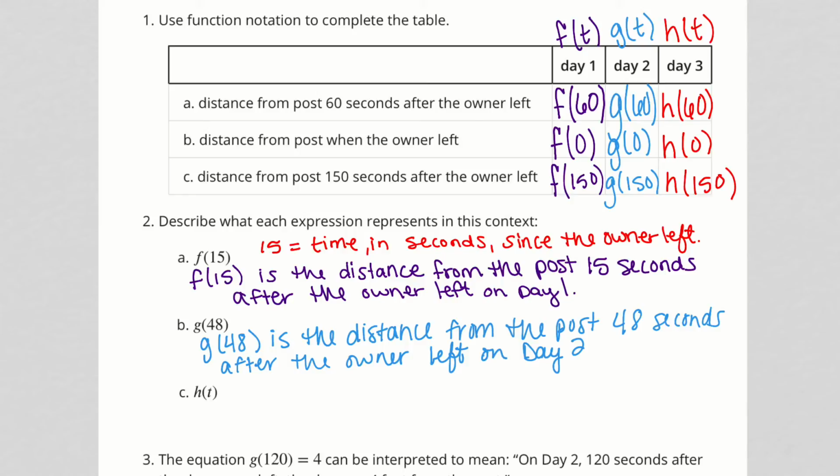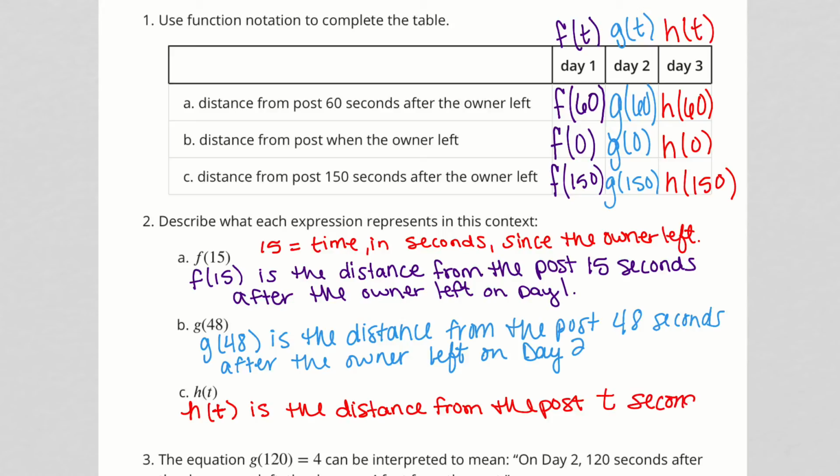H of T is going to be basically the same thing, except for now we're going to have T for seconds, and then we're going to have day 3. So H of T is the distance from the post, T seconds after the owner left on day 3.